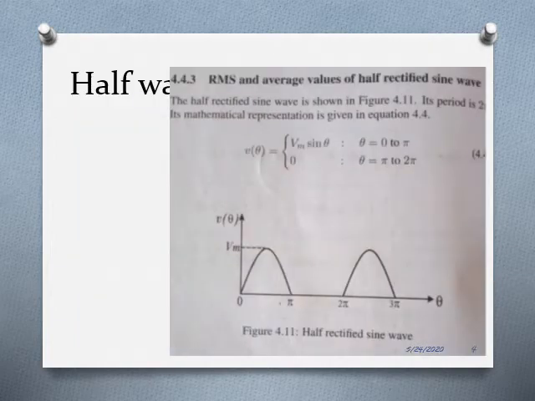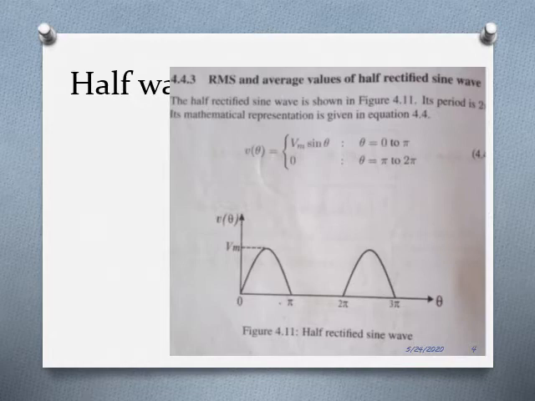The next waveform is half wave rectified output. So consider the waveform V of theta in the y-axis and theta in the x-axis. And the maximum value or the amplitude of the waveform is Vm. Here also, just like the full wave rectified output, we are not having any negative half cycle. But in the position from pi to 2 pi, the magnitude is 0.